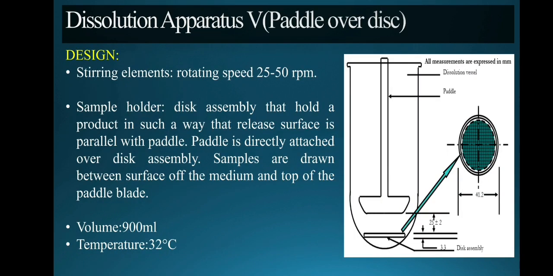Now the fifth apparatus is paddle over disc. So here the rotating speed maintained is 25 to 50 rpm.